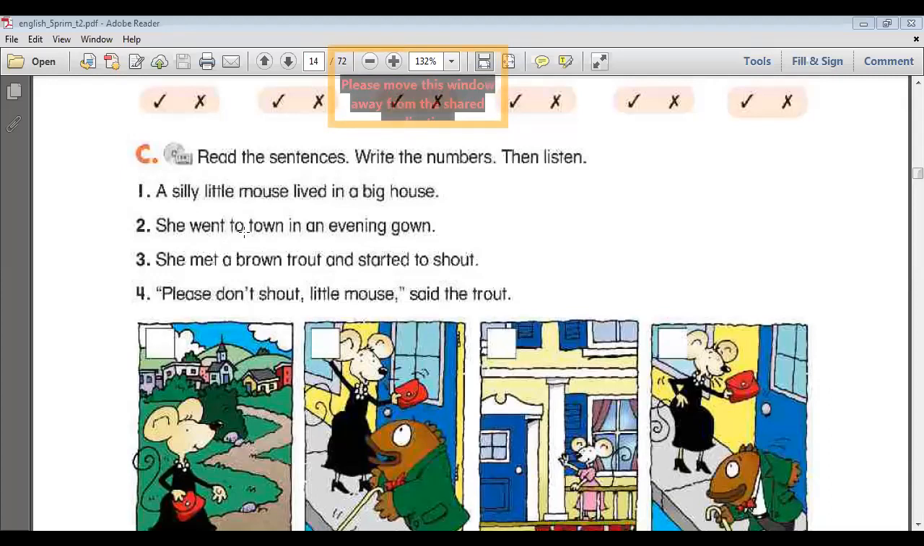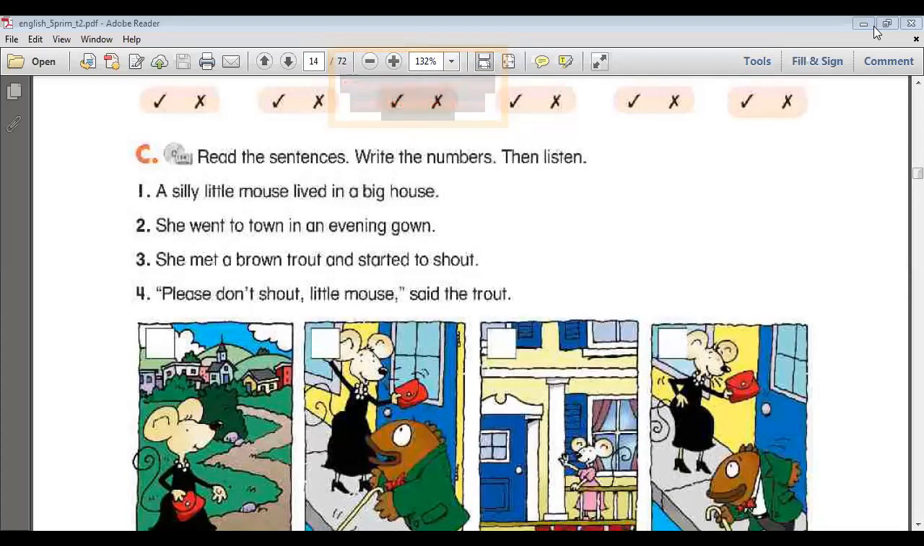Okay, so let's choose number two. She went to town in an evening gown. So let's choose Abdurrahman Hisham. Yes, mister. She went to town in an evening gown. Can you guess which picture is number two? Number one. Great. Thank you, Abdurrahman.